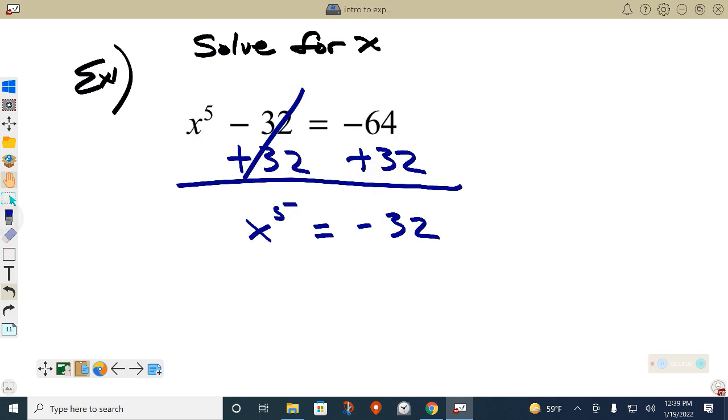Watch this. I'm gonna take the fifth root of the left side, and I'm going to take the fifth root of the right side. Whatever I do to one side, I do to the other. That's the principle of equations that we learned in junior high school and middle school. That's the scale balancing. Whatever you do to one side, you got to do the other, right, Kobian?